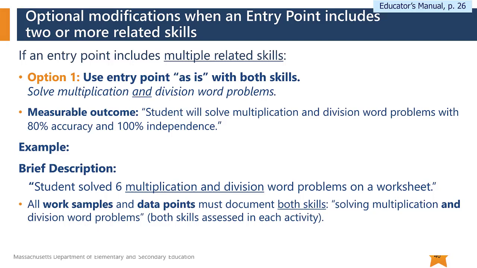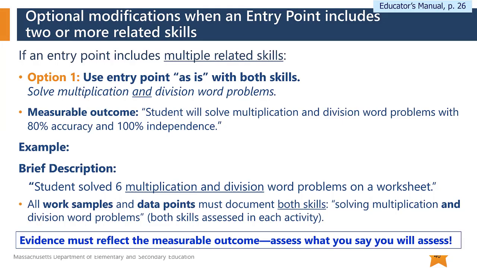Now, what if you have a student that's not ready for division? You want them to work on multiplication word problems, but they're not quite ready for division word problems. What are my choices? So let's go to option 2. Oh, sorry, evidence must reflect the measurable outcome. Assess what you say you will assess. That's a t-shirt for us. Assess what you say you will assess.